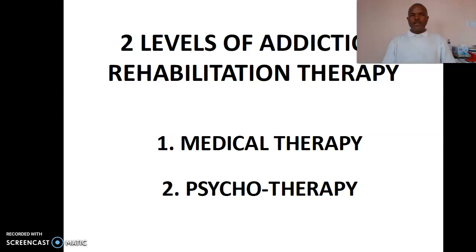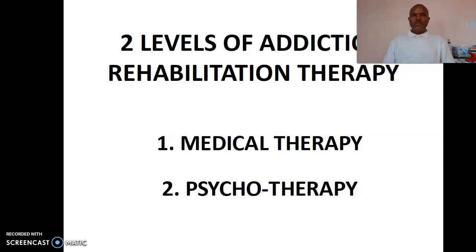And this is because, as I have said in the previous video, addiction is a disease that affects the body, the mind, and the soul. And so when we are treating, we treat the body, we also treat the mind, and we treat the soul. For the body, we treat using medical therapies. These are tablets, injections, things that you find in the normal hospital when you go with malaria or typhoid, and the doctor prescribes and the nurse gives you some injection. Those are medical therapies. They are mainly used to treat the body.